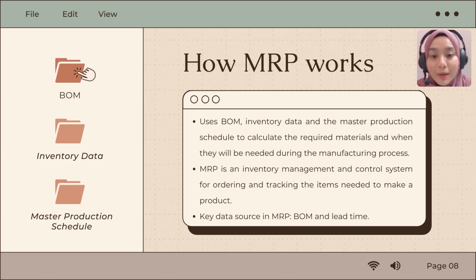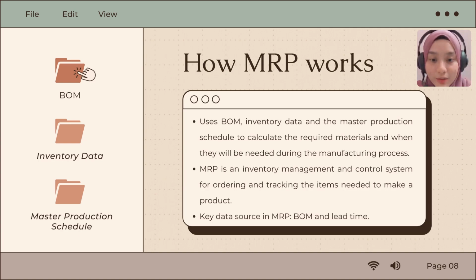Another key data source in MRP is lead time. MRP system calculates a lot of lead times. However, some are manually set by operation managers. Lead time is the time between placing an order and receiving the item. There are many types of lead time, but the most common are material lead time, which is the time it takes to order the materials and to receive them.